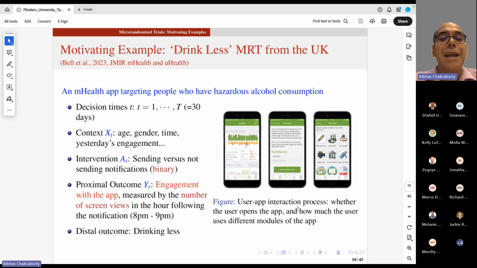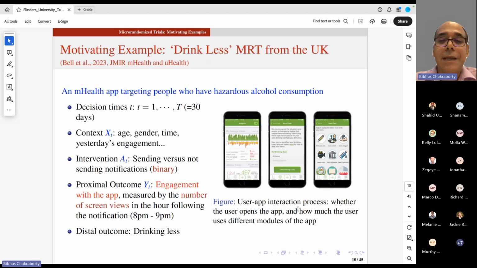And in this trial design context, we use the word context. This is the good old covariates, so to speak. But this is coming from the computer science literature, Thompson sampling, contextual bandit, reinforcement learning. In that literature, the word context is sometimes used, but it's basically covariates in our statistical terminology. Then the intervention is a binary intervention. It's not even a factorial structure. It's very simple. It's sending a certain kind of message versus not sending anything, no notification.